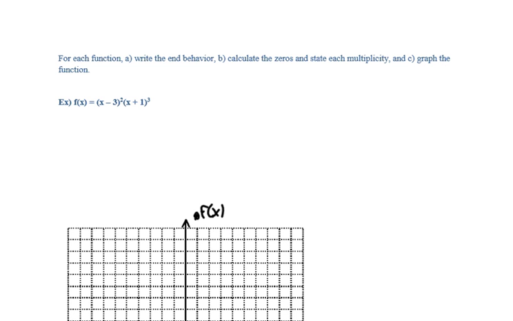In this video, we're going to graph polynomial functions. So for each function, we're going to write the end behavior, calculate the zeros, and state each multiplicity, and graph the function. Now, before we can write the end behavior, I need to know the degree, which in this case is 5 (3 plus 2), and the leading coefficient is positive. Now that I know those two pieces of information, I can write out the end behavior.